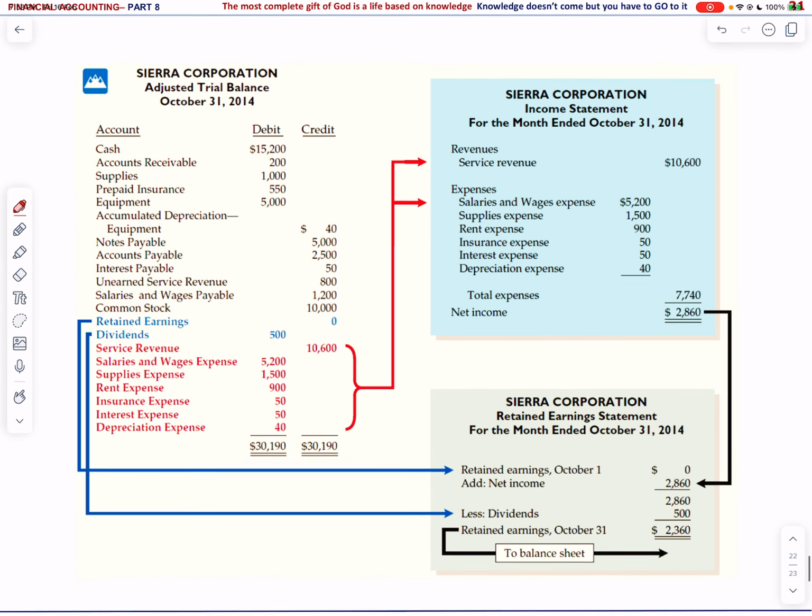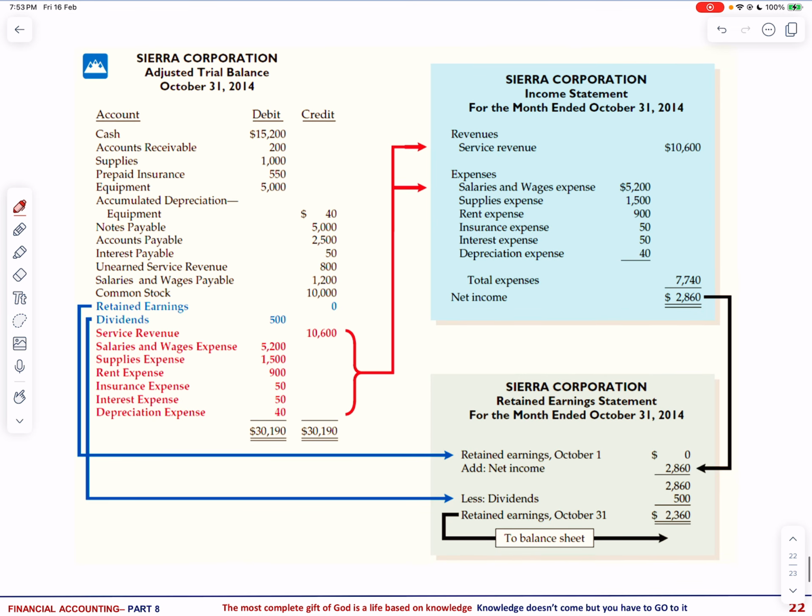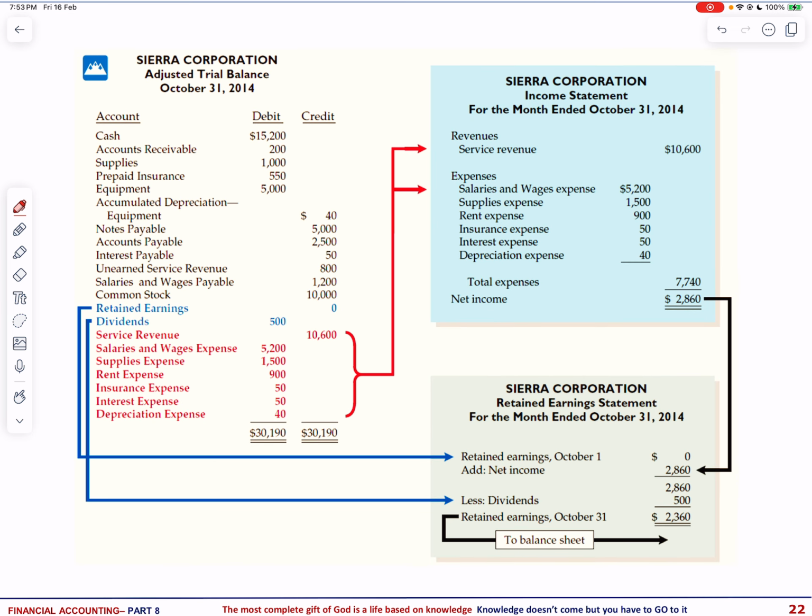So here you can see that we have the adjusted trial balance, and from this we take all the expenses and revenues, and we get the income statement, and then on the basis of this we prepare the retained earnings statement, where the beginning retained earnings is 0. The net income is coming from the income statement. We subtract the dividend of 500, and we have the ending retained earnings of 2360.